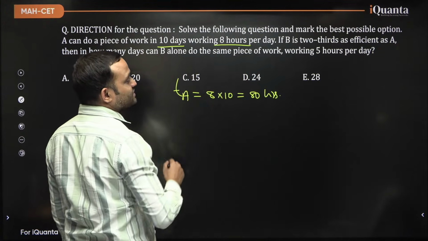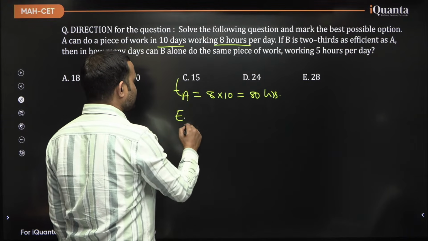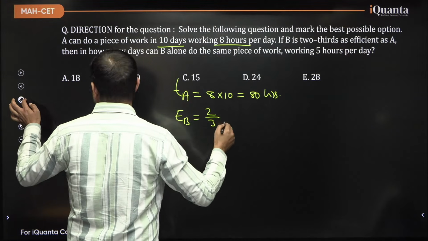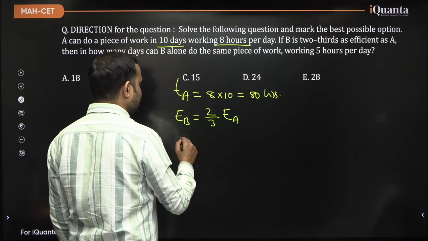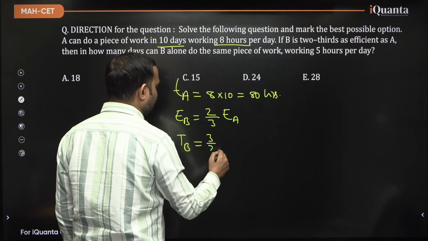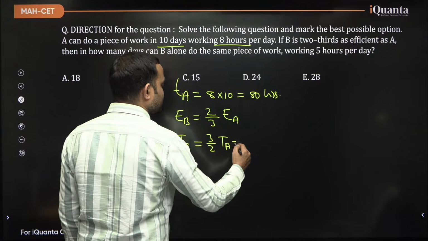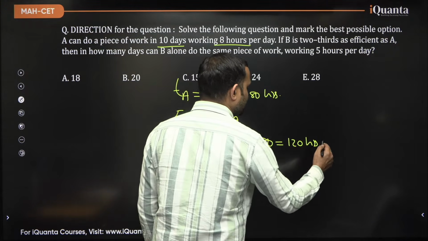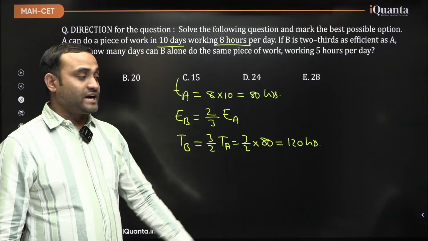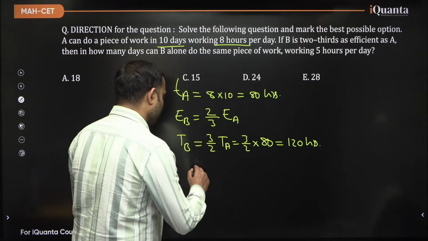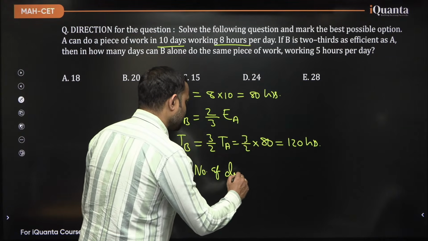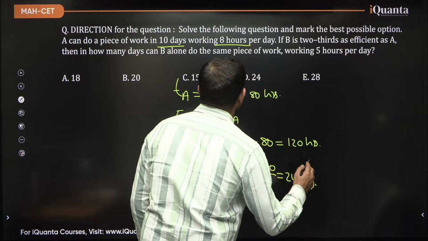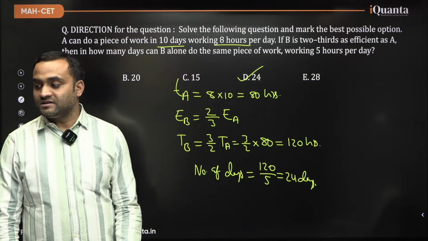And we know that B is 2/3 as efficient as A. Efficiency of B is 2 by 3 of the efficiency of A. So, we can say that the time taken by B will be 3 by 2 times the time taken by A, which is 3 by 2 into 80, equal to 120 hours. So, the time taken by B to complete the same work is 120 hours. If he is working 5 hours per day, the number of days will be 120 by 5, which is equal to 24 days. So, the answer is option D.